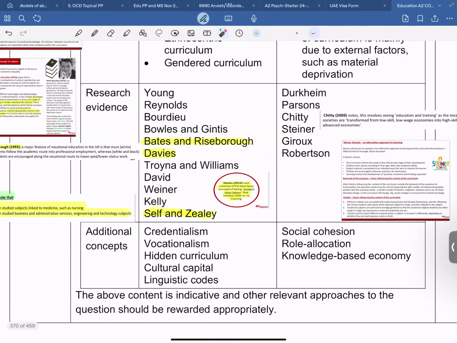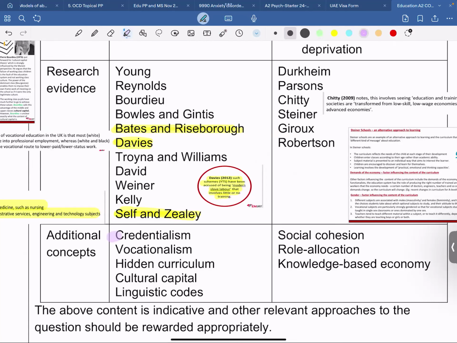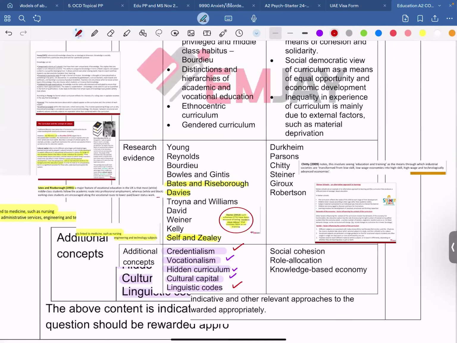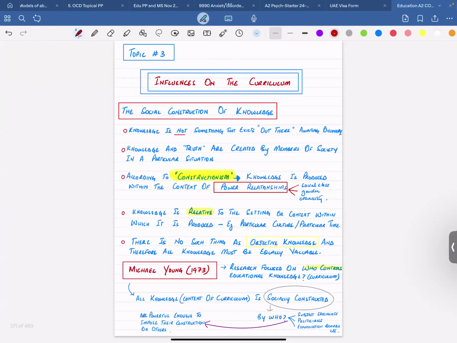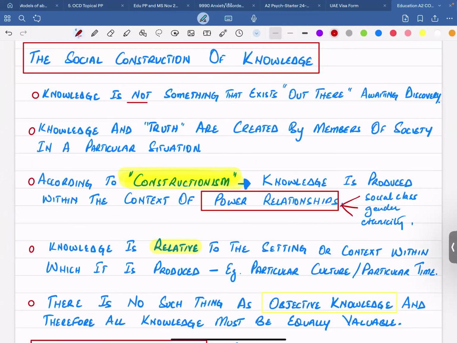So we have additional concepts such as vocationalism, we've already spoken about. Hidden curriculum, we've already spoken about. Cultural capital, we've spoken about. Linguistic codes, we've spoken about. Credentialism and linguistic codes, I just show this to you real quick just to show you that all of this has been taught to you. All of this you're already aware of. It's just about putting the right knowledge to use at the right time.